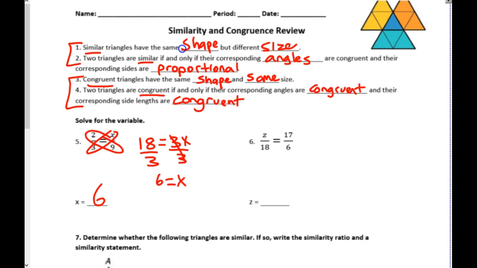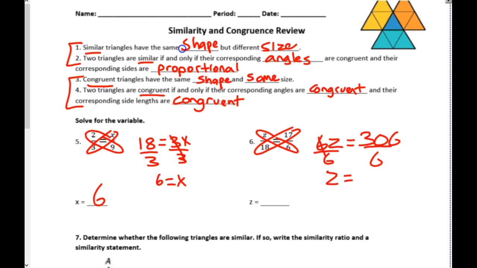Alright, number 6. Again, we're going to cross multiply and divide. Z times 6 is 6z. 18 times 17 is 306. Divide by 6. And I get z equals 51. Alright.